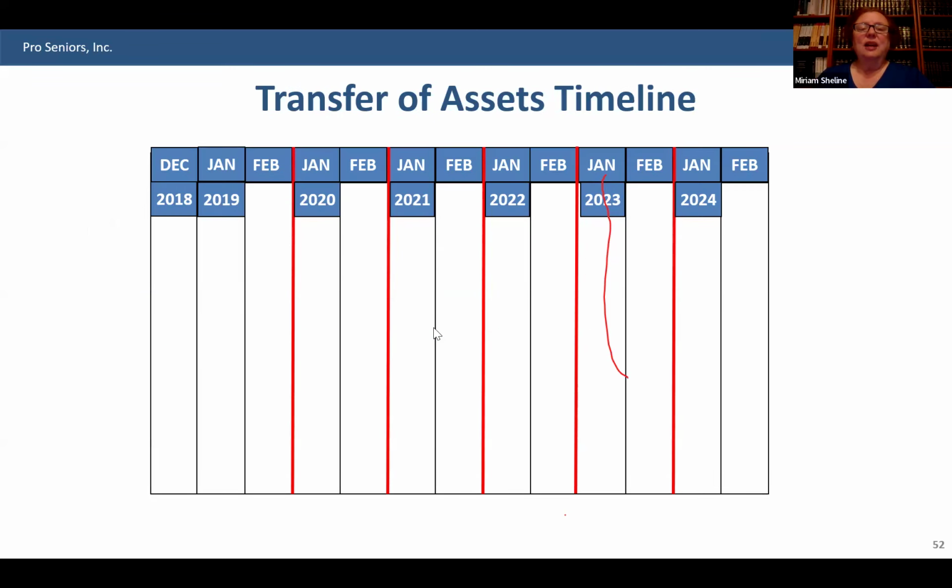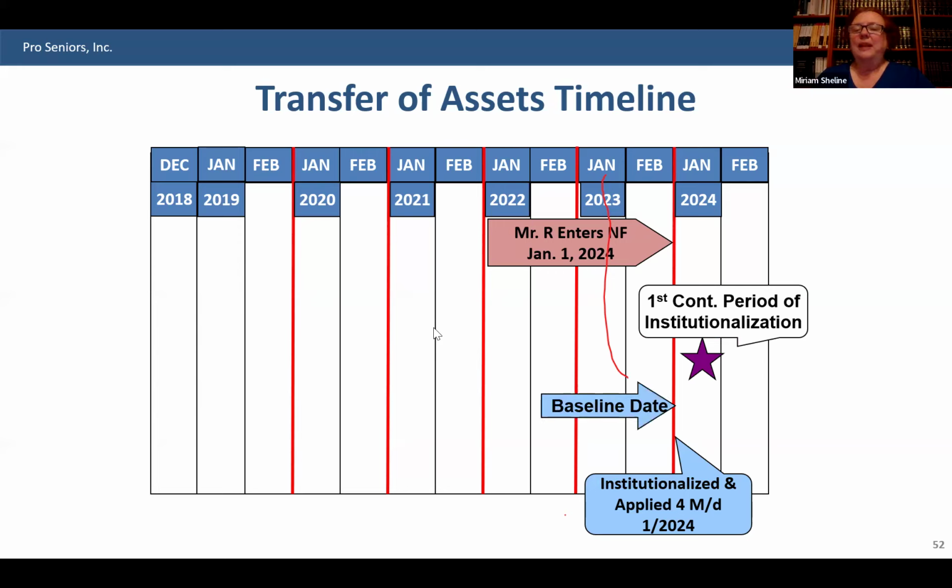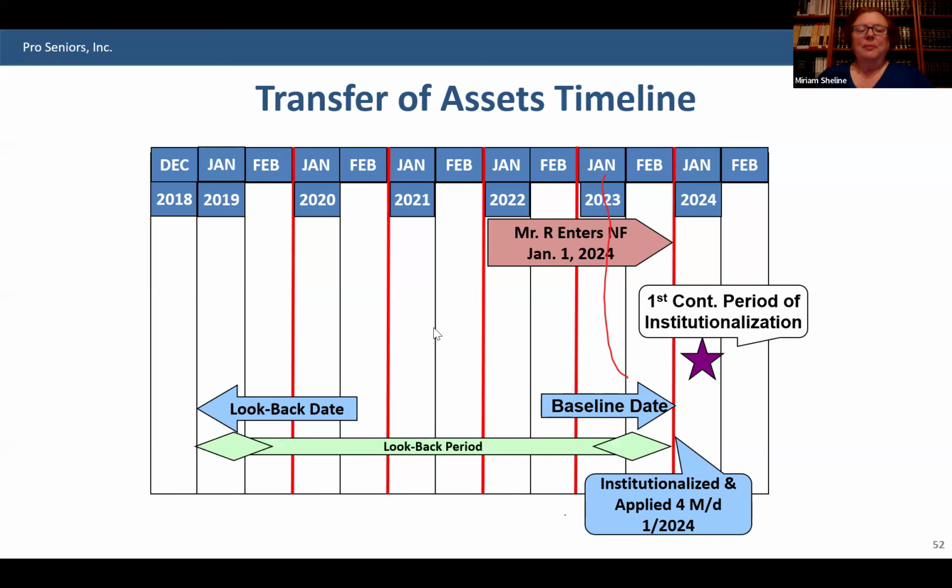So let's look at a timeline and review how this works. Let's say our friend, Mr. R here, went into the nursing home January 1. This is the first period of institutionalization, and the nursing home applied in January of 2024. This is our baseline date then, January 1 of 2024. This means our look back date is going to be January of 2019, 60 months prior, is our look back period.